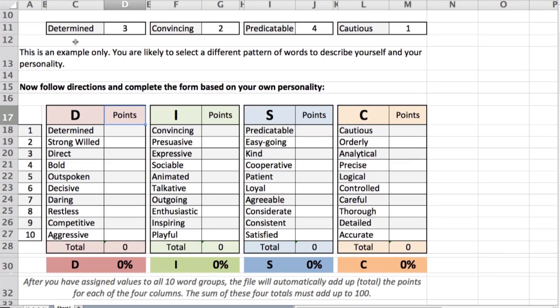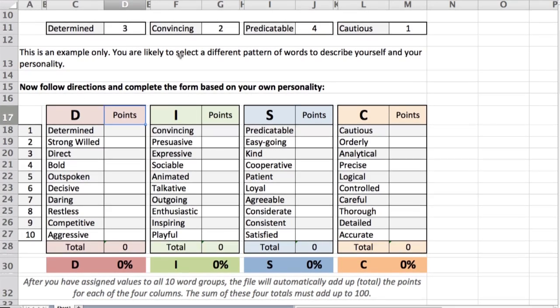You are always looking only at 4 words at a time. Don't read down the form, read across the form. And you see over here on the left, there are 10 rows of 4 words each. That's what's important to remember. Reading across the form, the 4 words are determined, convincing, predictable, and cautious in row number 1.